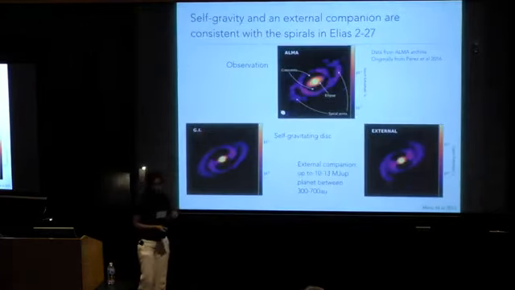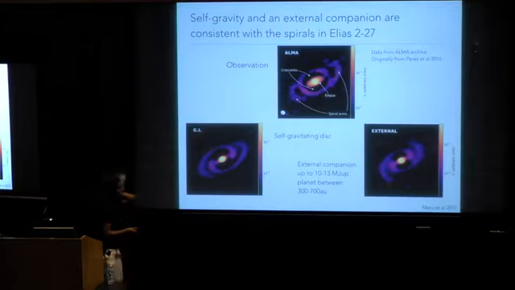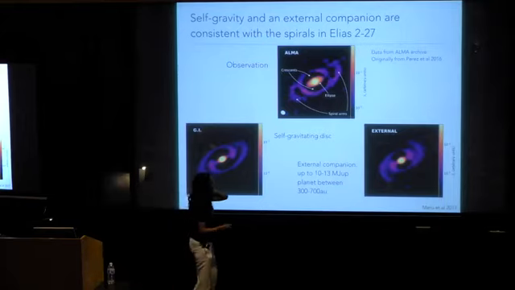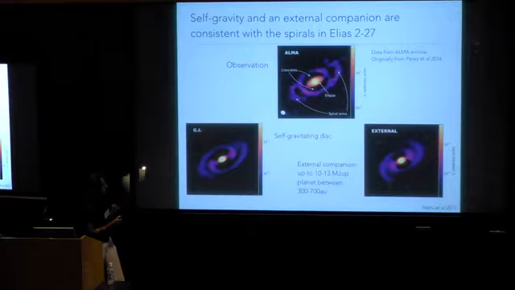So Elias 227. This was a very interesting observation that came out a couple of years ago now. And what this disk has is some very, very large scale spiral arms. I'm just looking for the pointer. Not sure where it is. Okay, right. So we have large-scale spiral arms. I'll just try with my arms, even though I'm short. And you see these arms go out to about 300 AU.